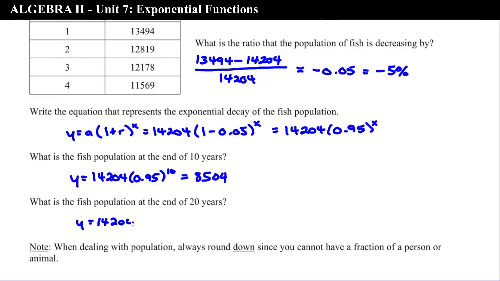How about after 20 years? Well, you put into your equation your exponent's 20 this time, and you have 5091. Now, it's important to note that when dealing with population, you always want to round down, since you cannot have a fraction of a person or an animal. You cannot have a fraction of a living being, okay? So always round down to account for that.